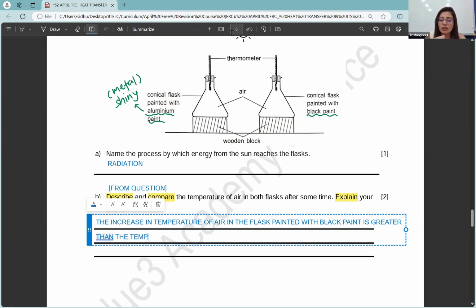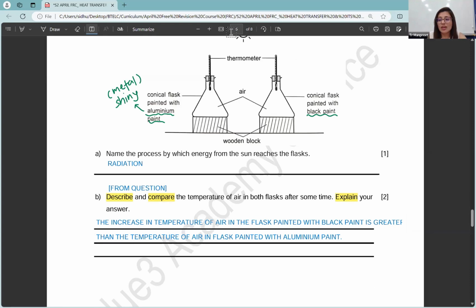How does it differ? Greater than what? Greater than the temperature of air. Why do I say temperature and not just conical flask? Because the focus here is the temperature of air, not the temperature of the conical flask. So we say painted with aluminium paint. Okay, so this is what we have. We already described and compared. Now what we need to do is explain.